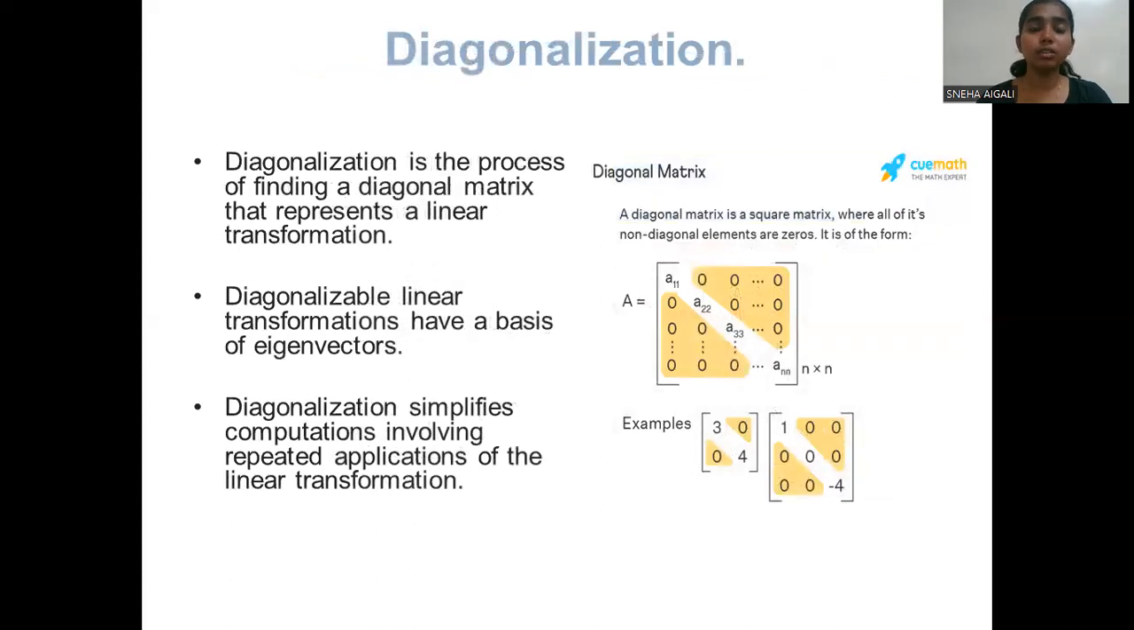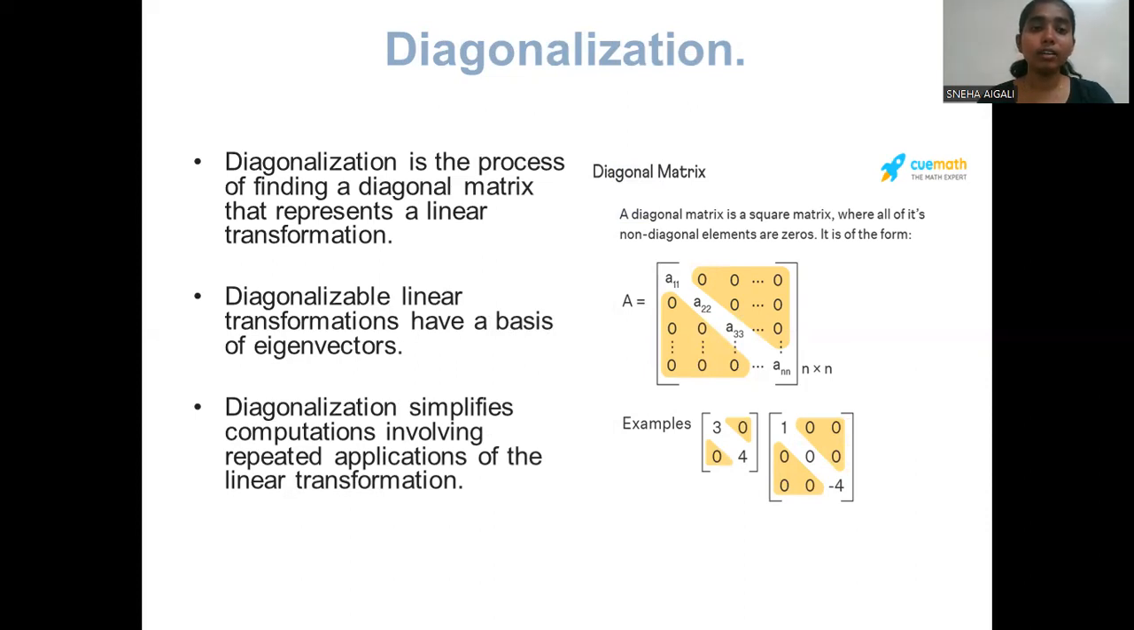Now, the next topic is diagonalization. Diagonalization is the process of finding a diagonal matrix that represent a linear transformation. Now, what is diagonal matrix? A diagonal matrix is a square matrix wherein all its non-diagonal elements are 0. For example, you can take a matrix as A matrix. You even have an example that is a matrix having elements as 3, 0, 0, and 4.